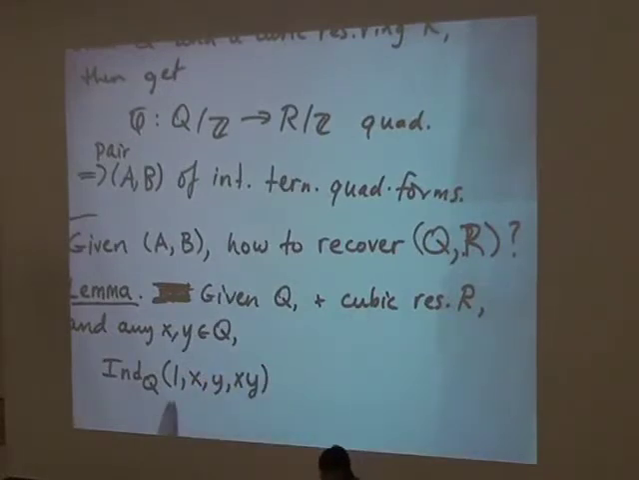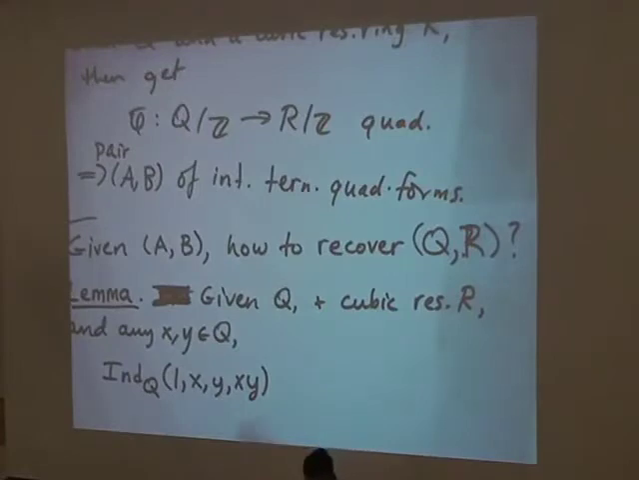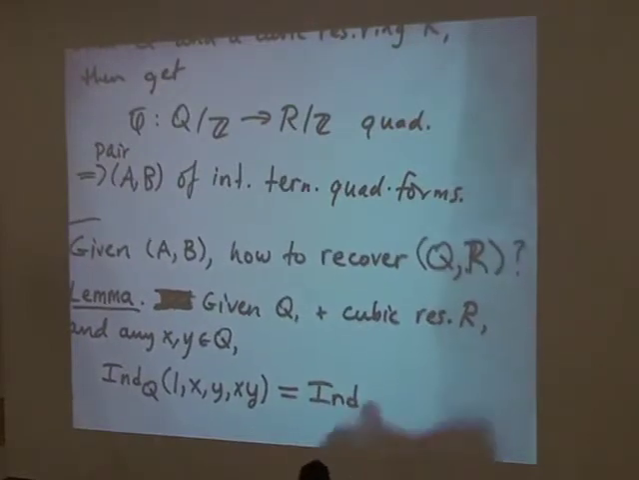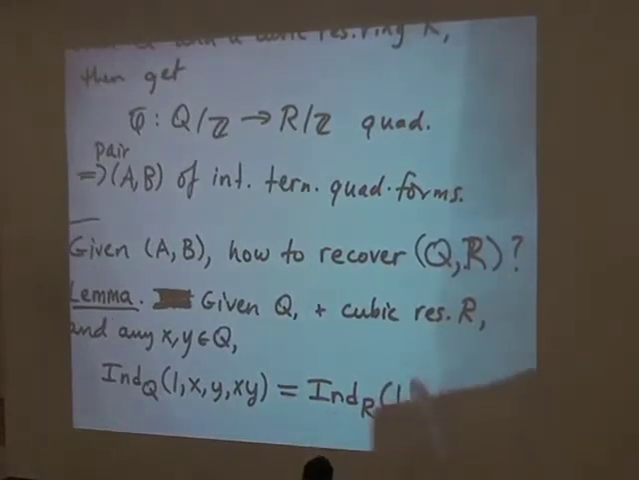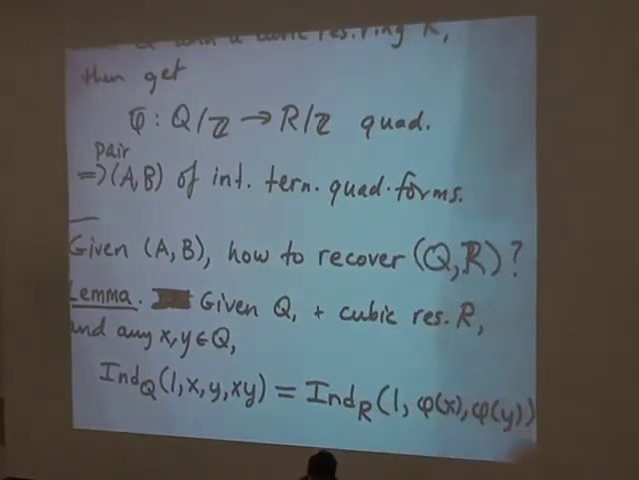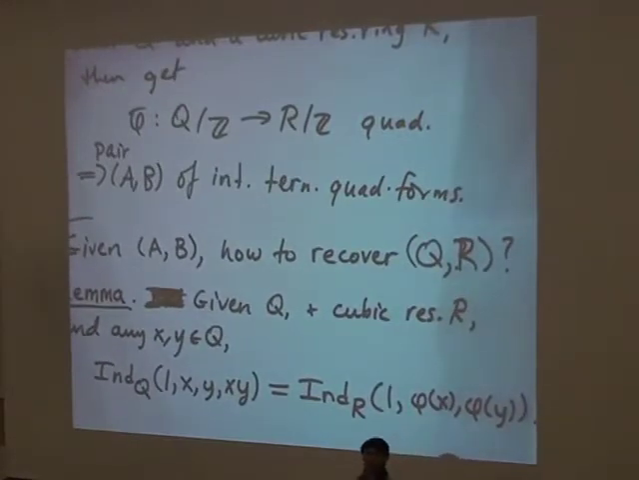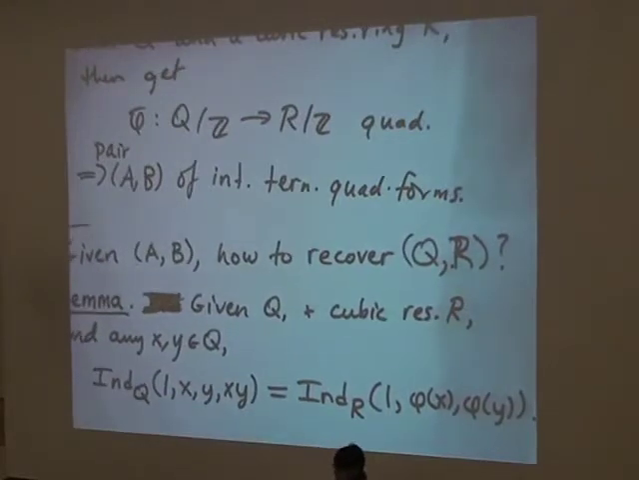So what does this mean? Q is a quartic ring, so it has rank 4. If you have two elements x and y, you can take the lattice spanned by 1, x, y, and x times y, and look at the index of that lattice inside Q. It turns out that index is the same as the index inside R, which is a cubic ring, of the lattice spanned by 1, phi of x and phi of y. That's a very nice property of the map phi. Notice on the right there's no multiplication inside R, and on the left there's just one multiplication inside Q. And so this is an identity.